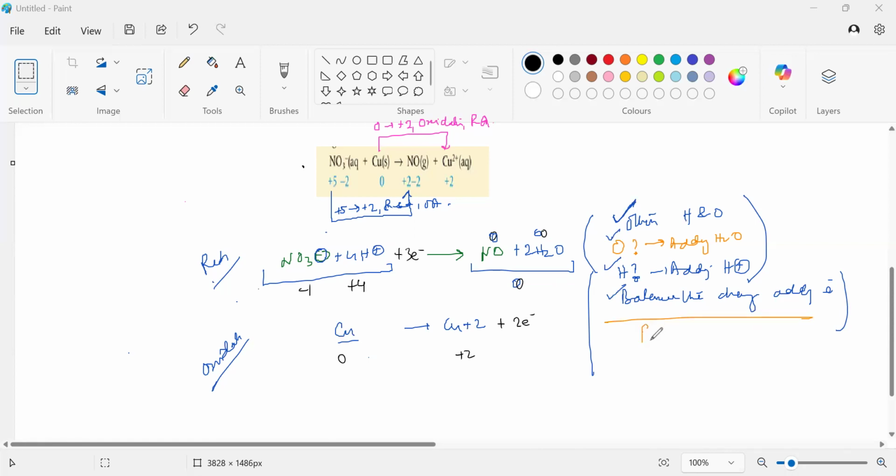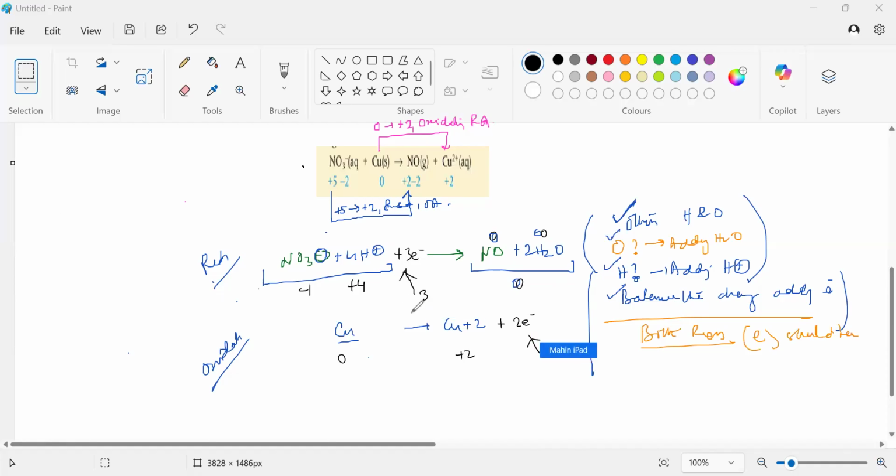Now, after this, what do you have to do? You have to compare both the reactions, right? Electrons should be the same, right? Is it clear? Because electrons cannot be created or destroyed. They can be converted from one to the other, right?